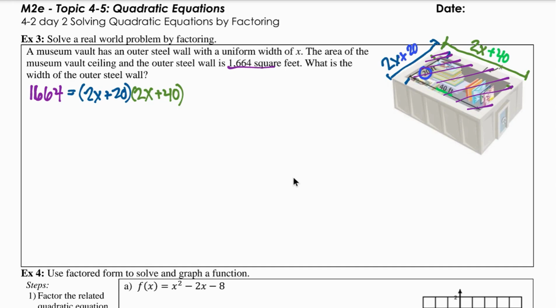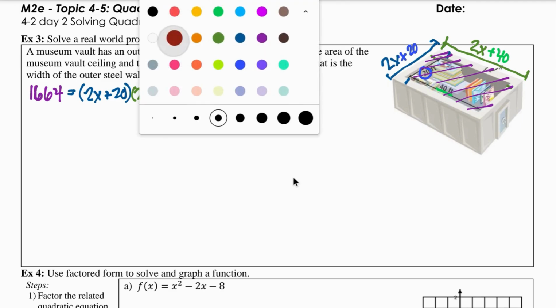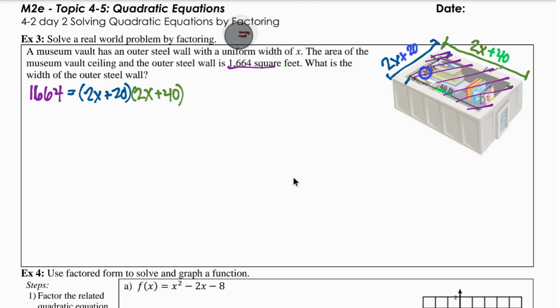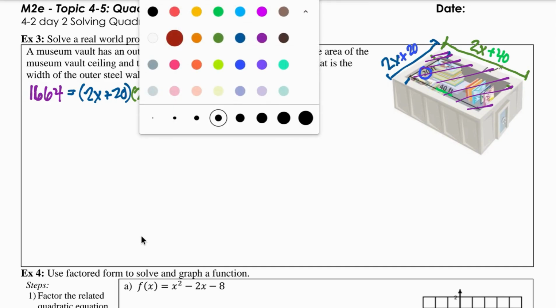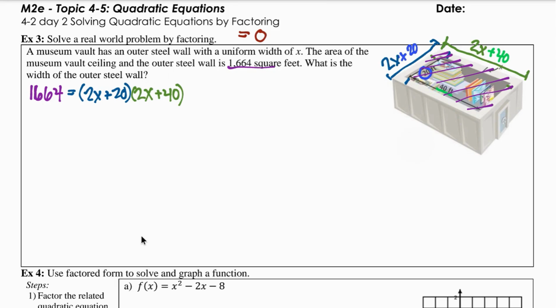So when I'm solving by factoring, remember that our goal here is to get an expression that is equal to 0. So right now we have an equation equal to 1,664. So I can't just move that over and then have the factored form. I need to write this in standard form so that I can then factor afterwards. So I'm going to multiply out the right-hand side.